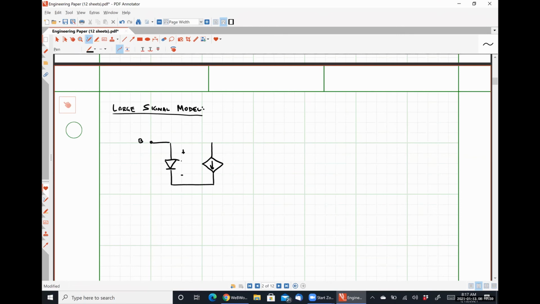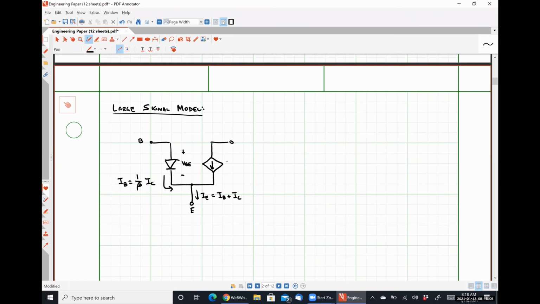This is still VBE, our current here. IB is still 1 over beta times IC. Our current here, IE, is still the base current plus the collector current.